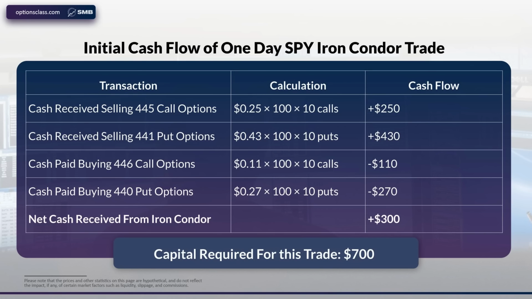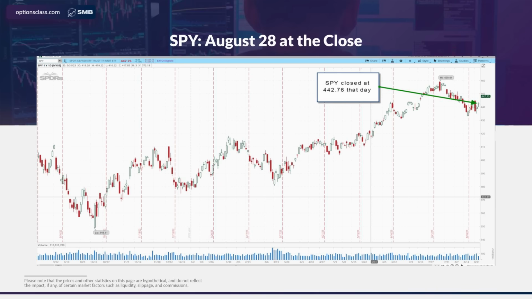So even if you had $1,000 in your account, you could afford to execute this trade. Now, moving to the end of the day, the SPY closed at 442.76. And so let's take a look at what that means for our trade, because remember, every one of those options expires at the end of that day. And so we can assign a value to each one of them.